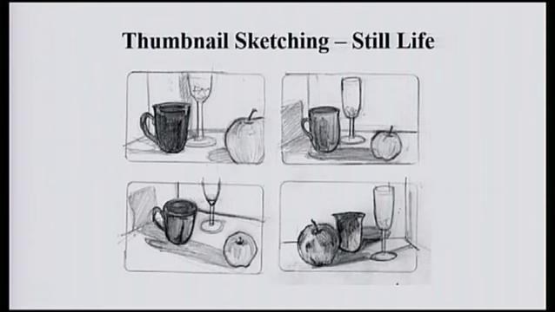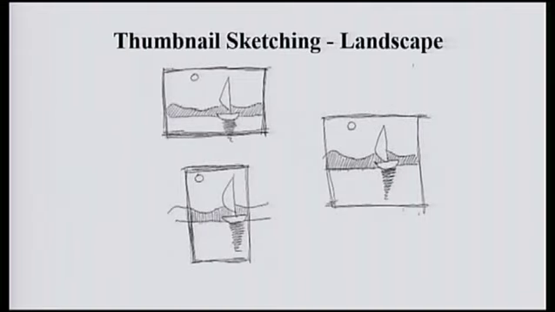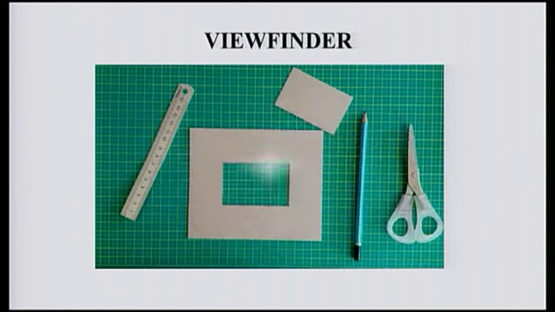Thumbnail sketching is a simple and effective way of exploring different layouts in making a composition. Here is another example of thumbnail sketching for a landscape composition. Next, we have the viewfinder. It is a simple device that allows you to isolate or crop a scene within a rectangular area.